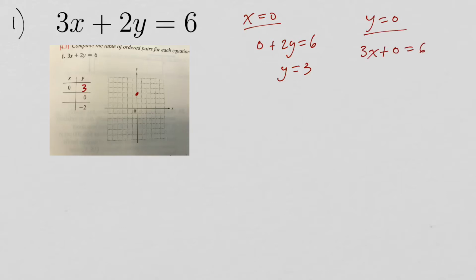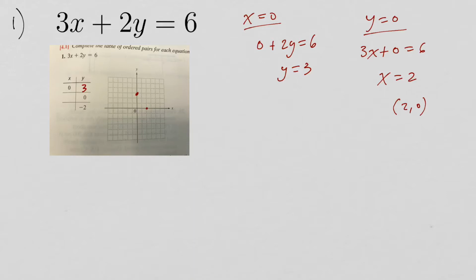Okay, when you're using a table of ordered pairs, if we substitute and say x is equal to 0, we'll have 0 plus 2y equals 6, so y equals 3. So our first ordered pair is (0, 3), which is 1, 2, 3 right there. All right, when y is equal to 0, we have 3x plus 0 equals 6, so x is equal to 2. So our ordered pair is (2, 0).